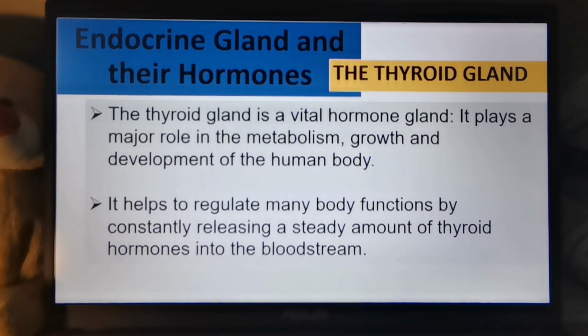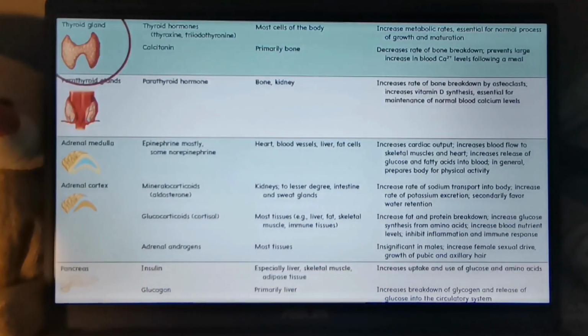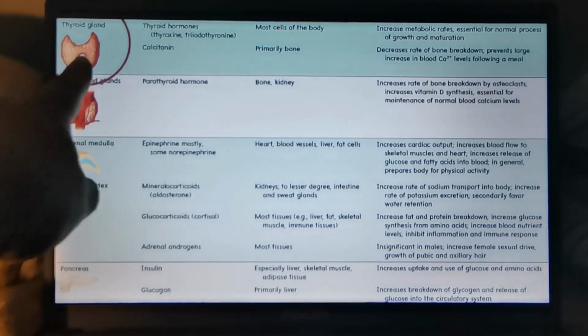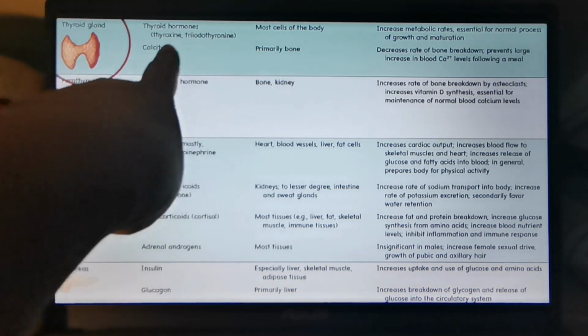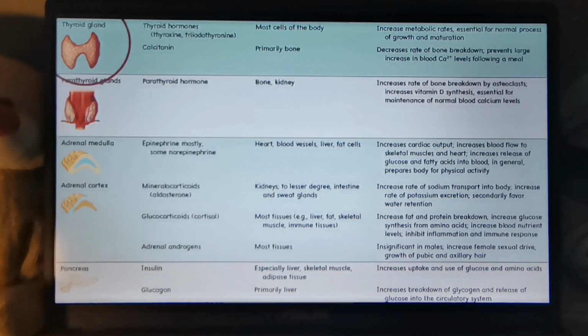Thyroid gland. It is a vital hormone gland, plays a major role in the metabolism, growth, and development of the human body. It helps to regulate many body functions by constantly releasing a steady amount of thyroid hormones into the bloodstream. Steady amount. Okay? This is your thyroid gland. Here, so we have the thyroxine, triiodothyronine, and calcitonin.